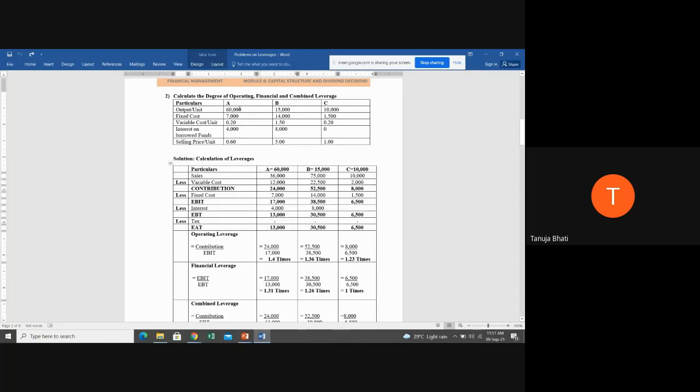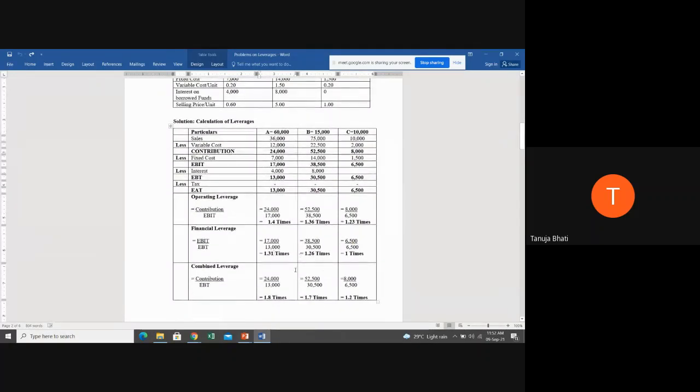Now they're telling you to calculate operating, financial, and combined leverage. What is the formula for operating leverage? Contribution divided by EBIT. Just substitute the figures in the formula. Contribution is 24,000, EBIT is 17,000. When you divide the two, you will get your operating leverage as 1.4 times. Similarly, financial leverage. The formula is EBIT divided by EBT. Just pick up the figures from the format that we have solved, that is 17,000 divided by 13,000, you get the financial leverage as 1.31 times.